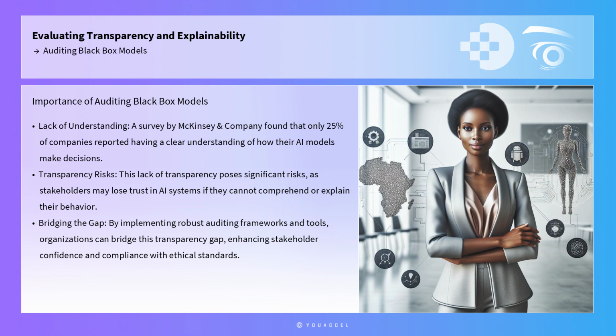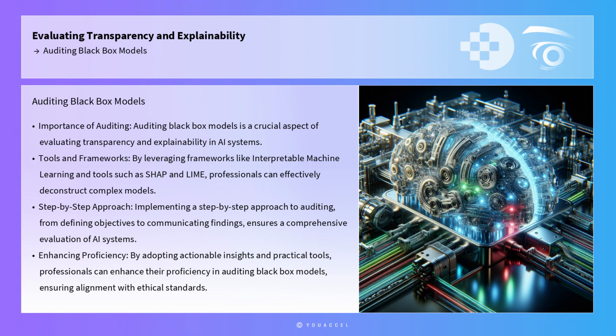Statistics further underscore the importance of auditing black box models. A survey by McKinsey & Company found that only 25% of companies reported having a clear understanding of how their AI models make decisions. This lack of transparency poses significant risks, as stakeholders may lose trust in AI systems if they cannot comprehend or explain their behavior. By implementing robust auditing frameworks and tools, organizations can bridge this transparency gap, enhancing stakeholder confidence and compliance with ethical standards.